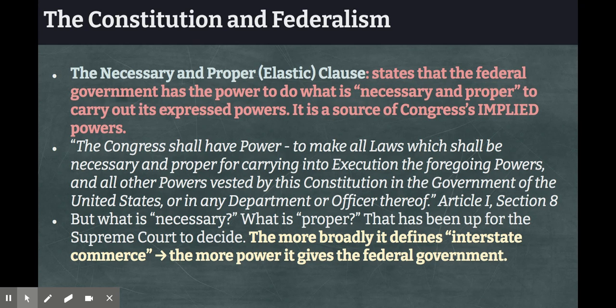right? So the Supreme Court in the past has really been the one to decide what is necessary and what is proper. And the more broadly the Supreme Court has defined what is necessary and proper, the more power it gives to the federal government. So the more broadly it interprets that clause, the more power it gives to the federal government.